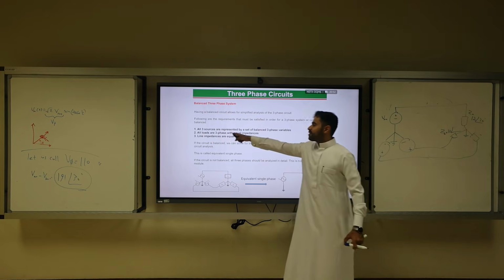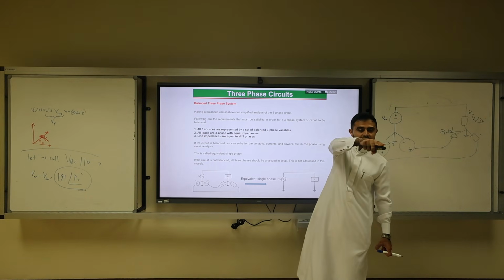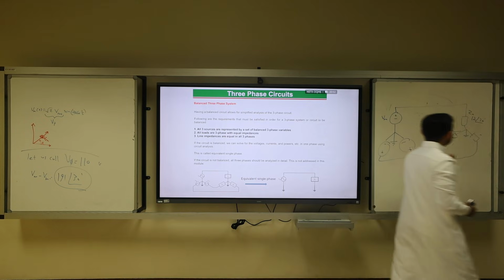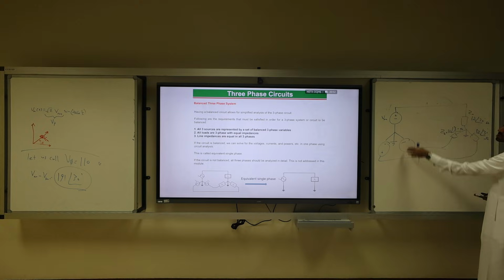All loads are three-phase with equal impedance. Equal means equal in magnitude, equal in angle. So this is 12∠30. Get it? What's the unit? Ohm. Go back to the sources.